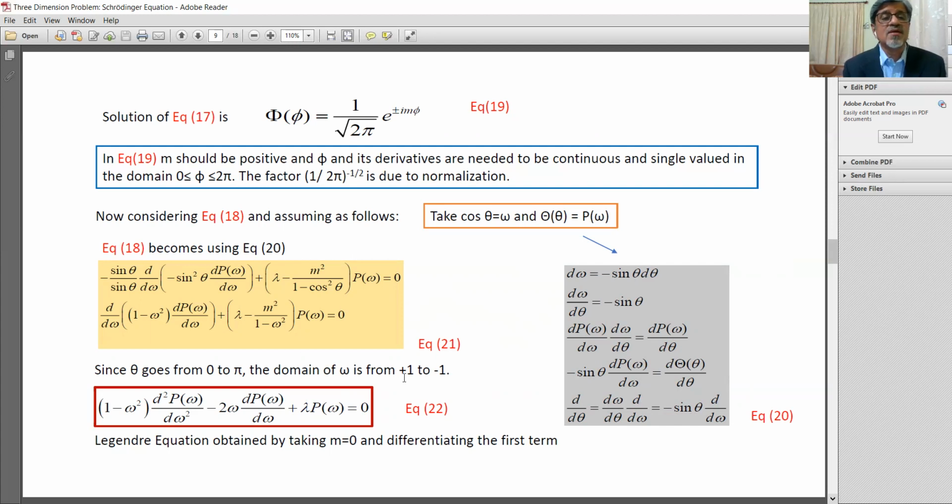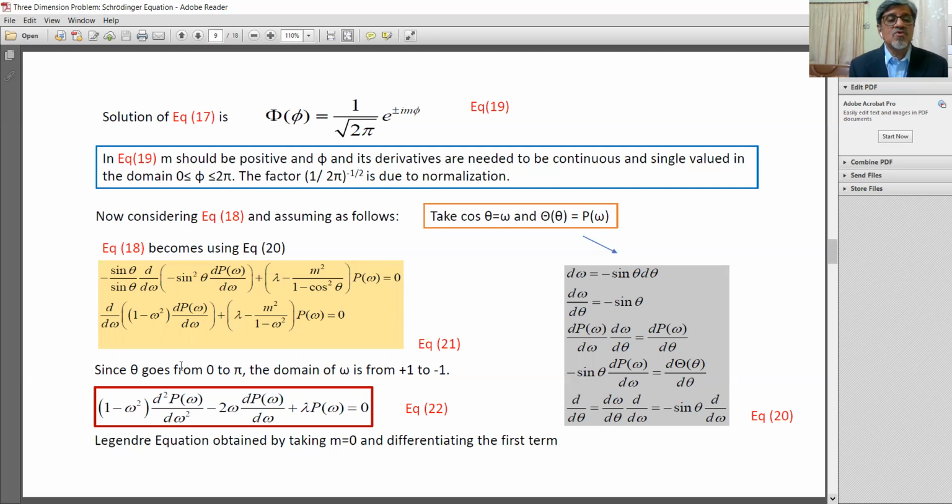Now, using 20 in equation number 18, it becomes minus sine theta divided by sine theta, d by d omega of minus sine square theta dP omega by d omega, plus lambda minus m square upon 1 minus cos square theta, P omega is equal to 0. So sine theta cancels out, minus minus becomes plus. So d by d omega of 1 minus omega square dP omega by d omega, plus lambda in another bracket minus m square upon 1 minus omega square, because we have taken cos theta equal to omega, times P omega.